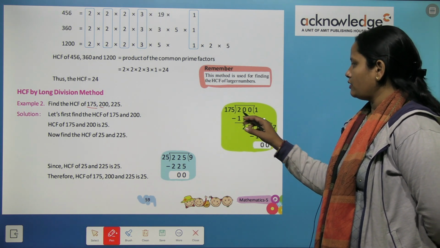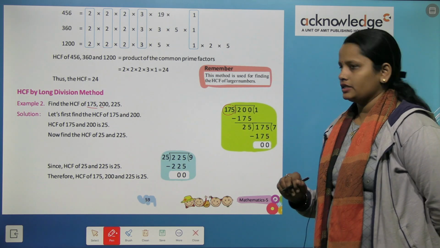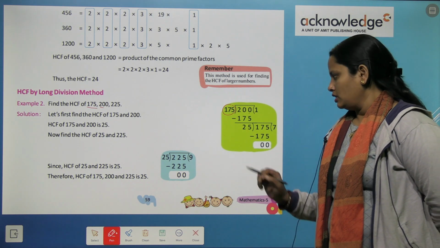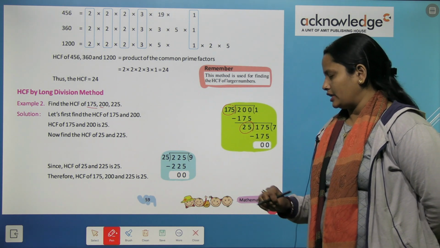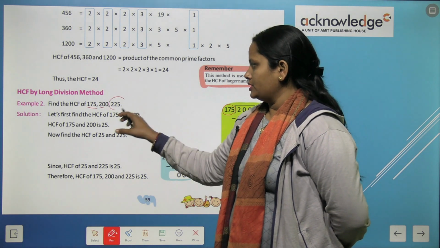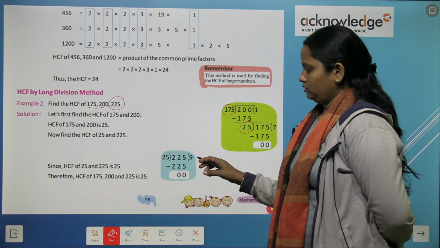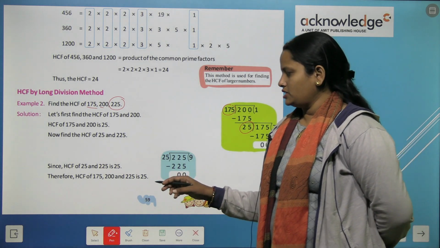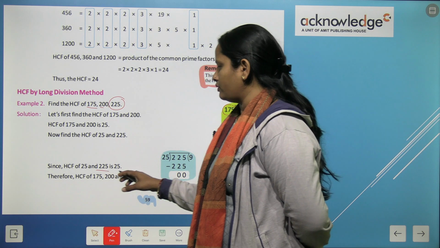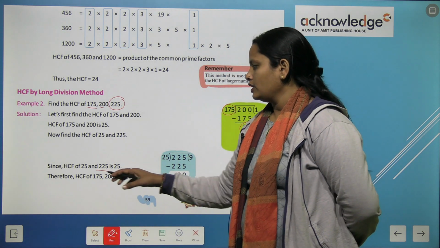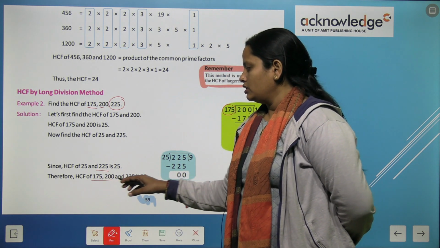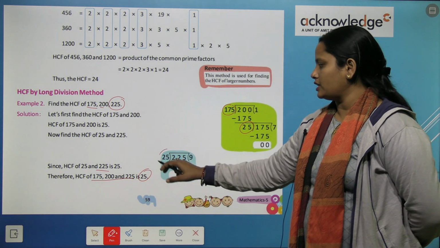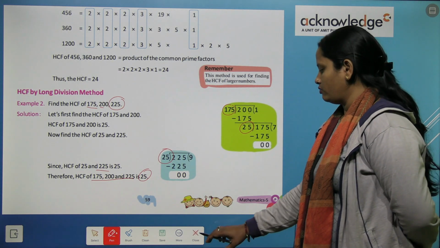अब ये जो 175 है इसे हम यहाँ पे डिवाइड करेंगे. So 25 से जब हमने डिवाइड किया it's totally divided. अब जो है यहाँ पे ये 25 रिमेनिंग है. अब इस 25 से हम इस अगले नंबर को डिवाइड करेंगे. 9 times में it's divided. So here since 25 and 225 is 25, therefore HCF of these numbers is 25. इसका मतलब ये जितने भी नंबर्स हैं सबका HCF क्या है, ये 25.